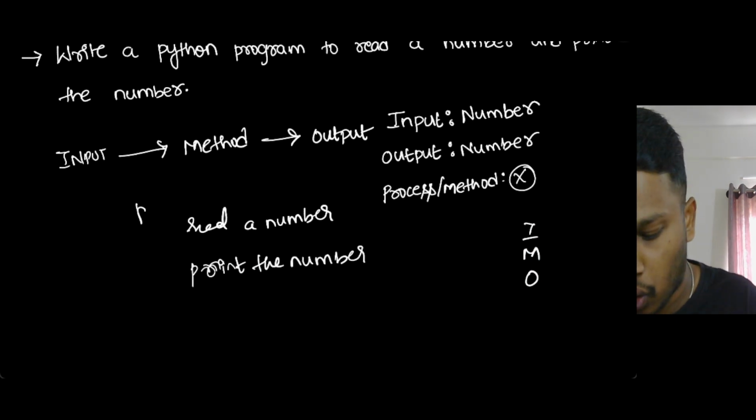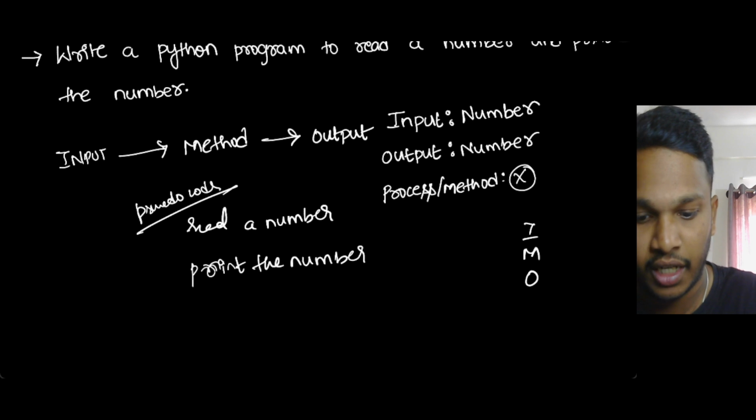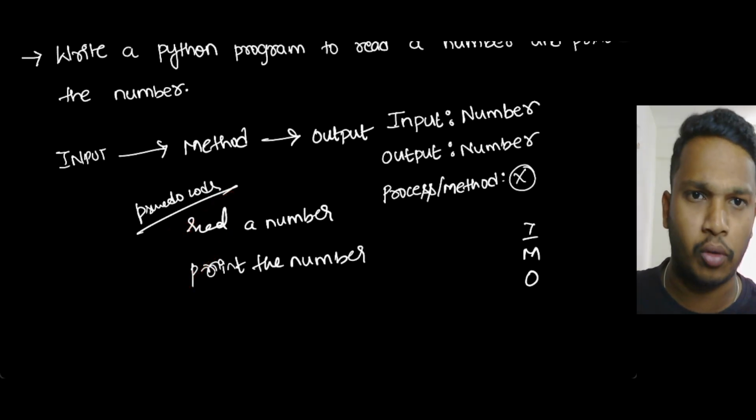This is known as pseudocode or an algorithm. Pseudocode is basically just writing in English statements, for our understanding. First I should read a number, next I should print the number. That's all. My program is completed.